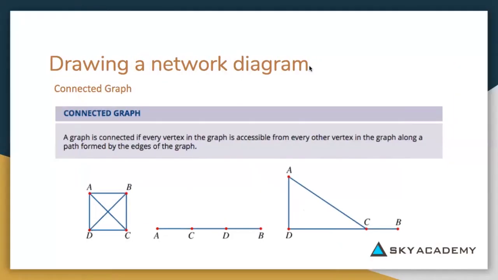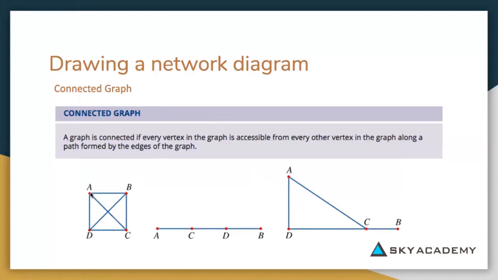Okay, now we are going to look at drawing network diagrams. So a connected graph is where every vertex is connected via an edge. We can look down here and we can see that A, B, C, and D in all three of these diagrams are all connected.